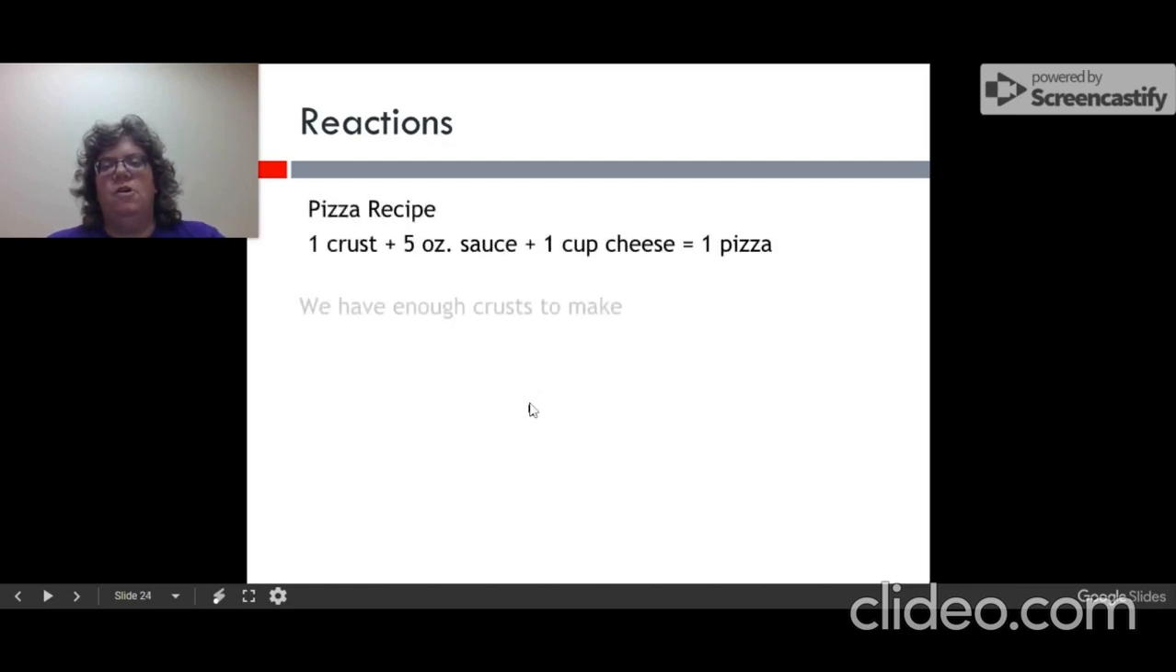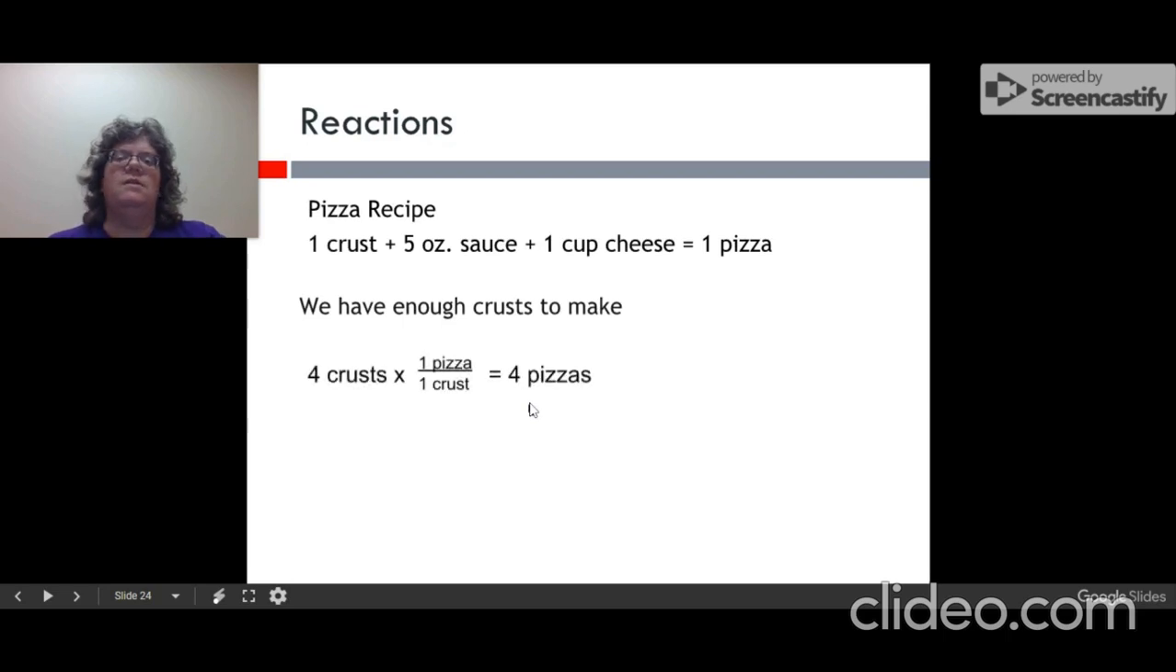So if we start with the crusts, we see that we have enough crusts to make 4 pizzas. If we follow this formula like we learned in the last video, 4 crusts times 1 pizza per 1 crust. You can see here, 1 pizza, 1 crust. And then the crusts get crossed out. And we're left with 4 times 1, means we can make 4 pizzas with the amount of crusts that we have in the cabinet.